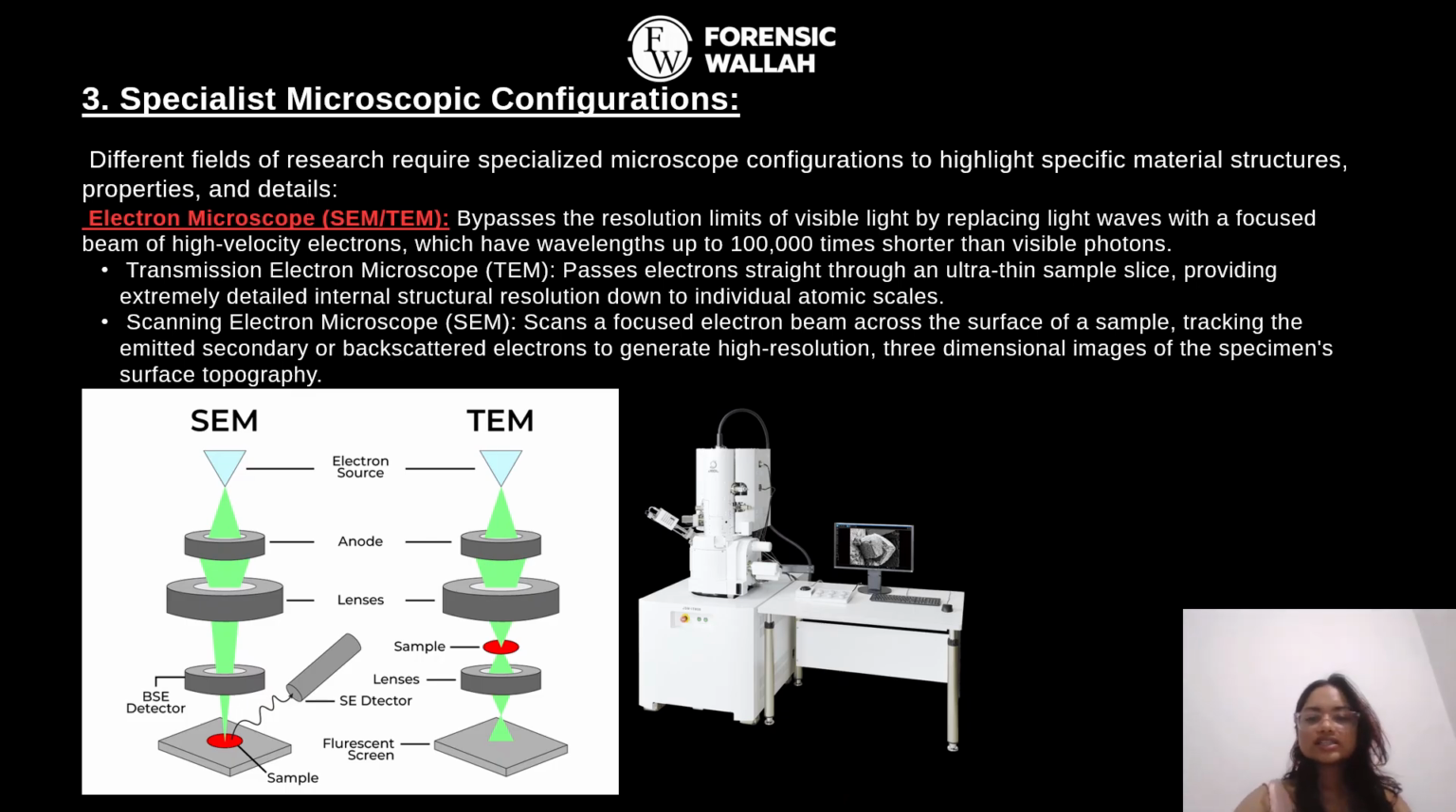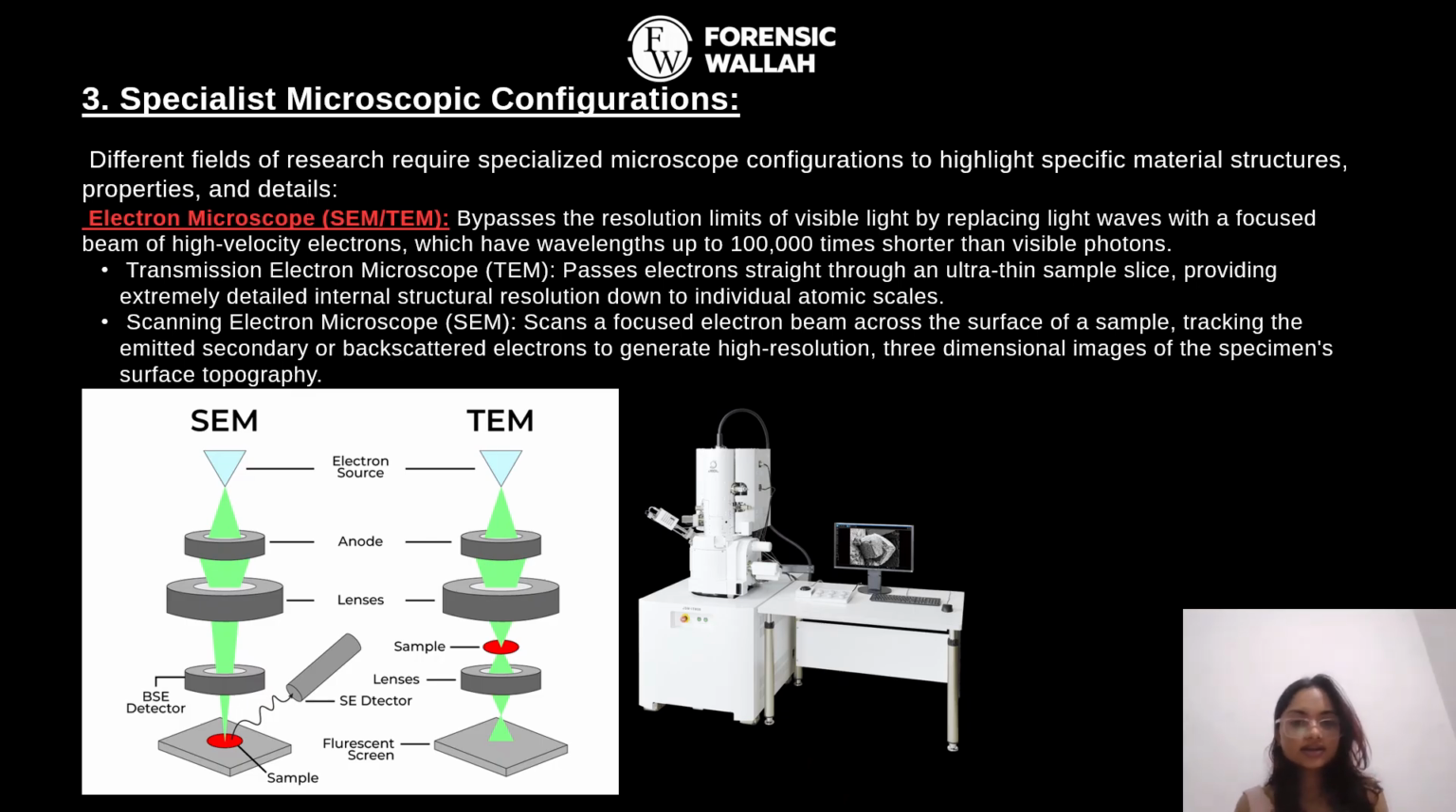Electron microscopy is divided into two primary configurations. First one is the transmission electron microscope, that is TEM. This system passes a high energy electron beam straight through an ultra thin sample, detecting the electrons that exit the other side. It provides extremely detailed internal structural resolution down to individual atomic scales.